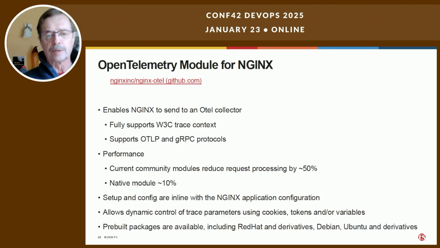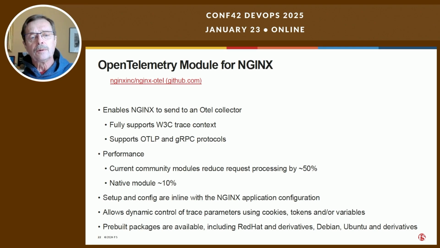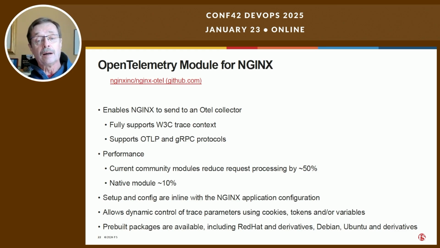While I've talked about metrics, I also want to bring up OpenTelemetry. So the OpenTelemetry module for NGINX is an open source project that brings the OTel tracing environments through NGINX. Fully supports W3C trace, OTLP, gRPC formats. And we did this because NGINX's number one concern is performance and efficiency. And when we looked at the current modules that were out there, we found that most of them had a 50% hit on request performance, and that was unacceptable. So we wrote our own native module.